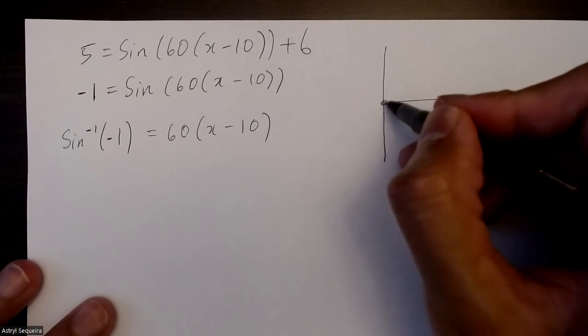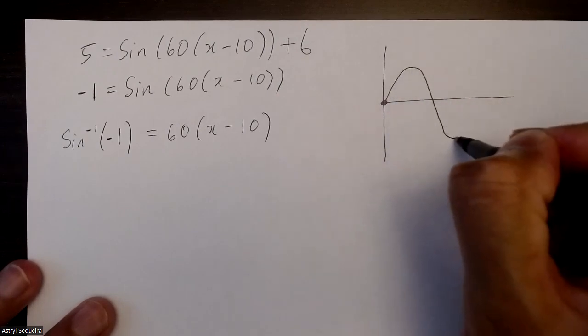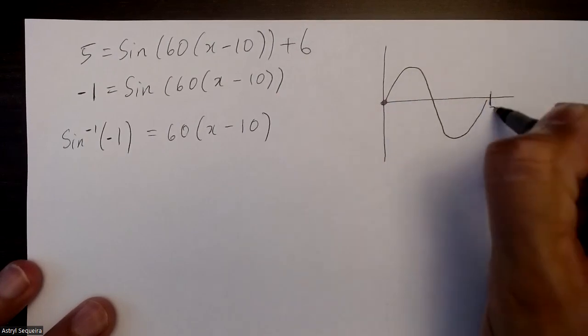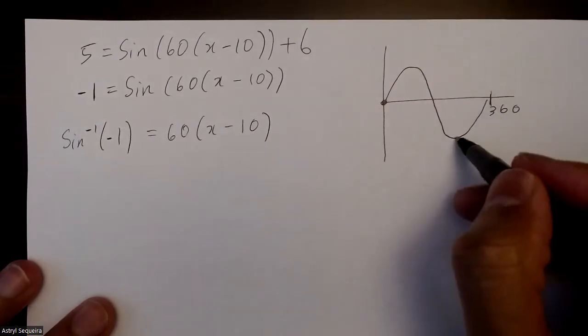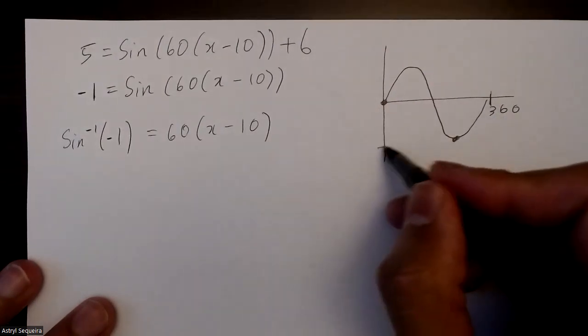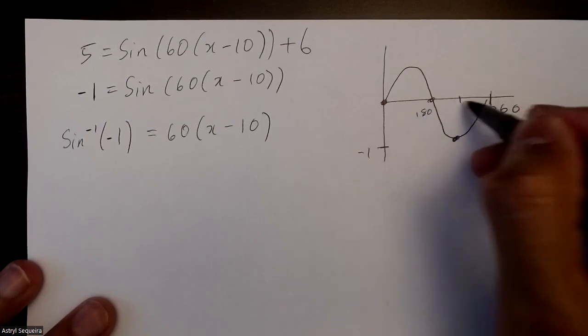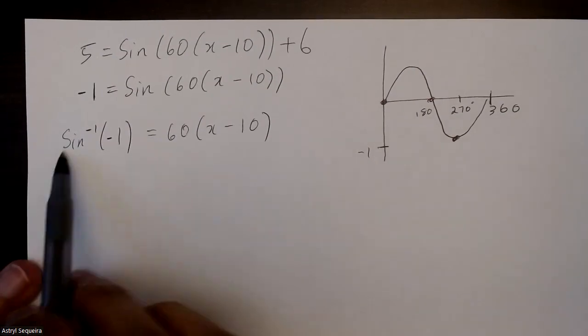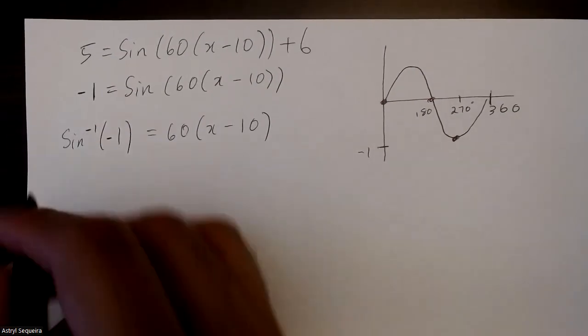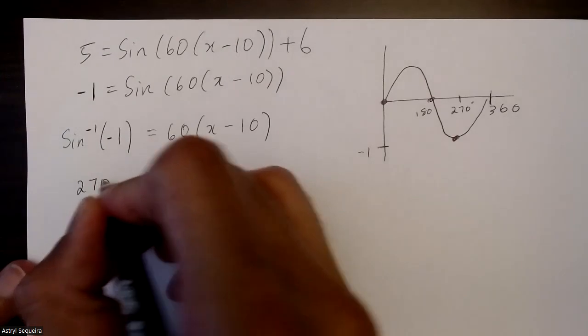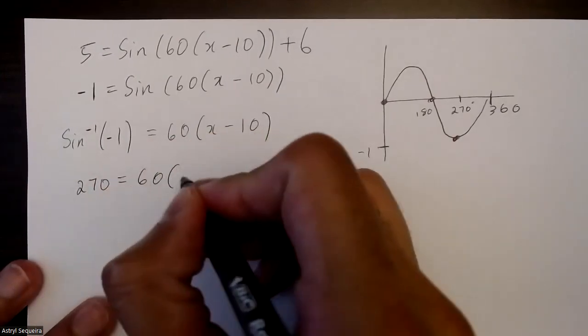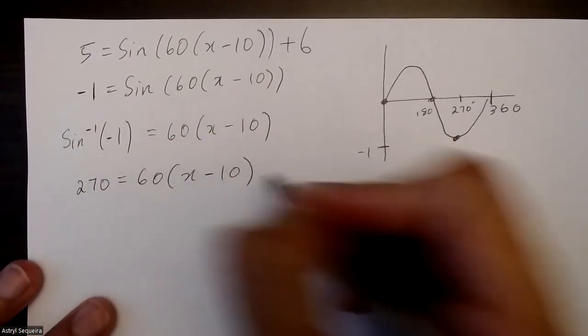So if I have a sine graph, I know that this is 360 and -1 is down here. This is 180, which means the answer for -1 will be 270 degrees. So I know the sine inverse of -1 is 270 degrees. So 270 equals 60x minus 10.